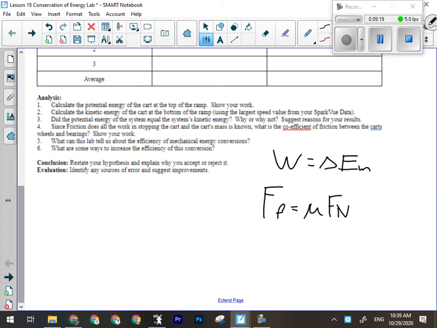What can this lab tell us about the efficiency of mechanical energy conversions? So for question number 5, I want you to do an efficiency calculation. Okay, so for question number 5, what I'm looking for is this. Efficiency will equal our kinetic energy divided by our potential energy. That's essentially our final divided by our initial, right?